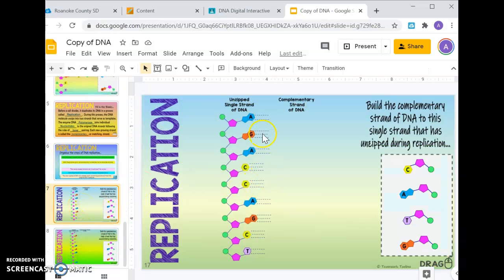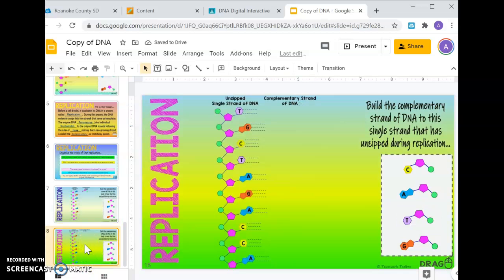In the last 2, you're just going to make your complementary strands of DNA, similar to what we did before. So remember, apples in a tree, cars in the garage. And this one is the same thing. You're doing the other side of the DNA.